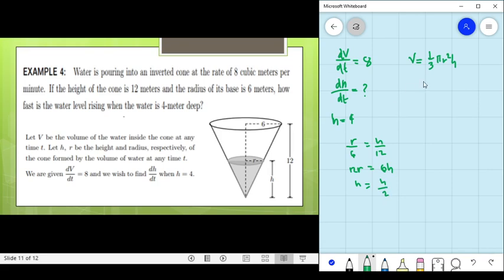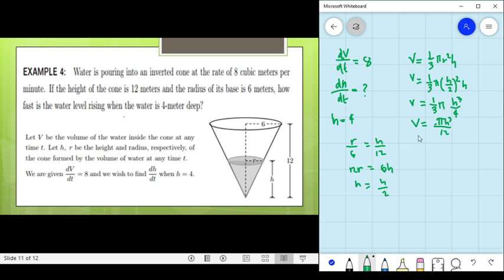Okay? So using the formula to find the height, since the radius is to be substituted by this one, right? Our new formula is volume is equal to 1/3 pi times h over 2 squared times the height, which is the same as 1/3 pi h cubed over 4, which can be simplified to pi h cubed over 12. So, that is our new formula.